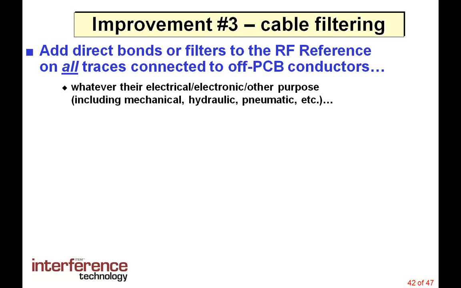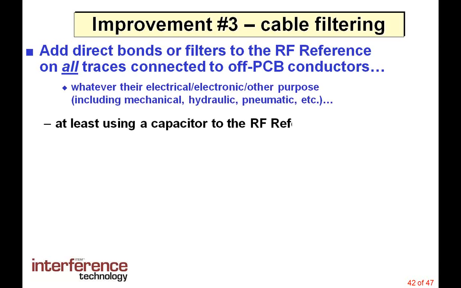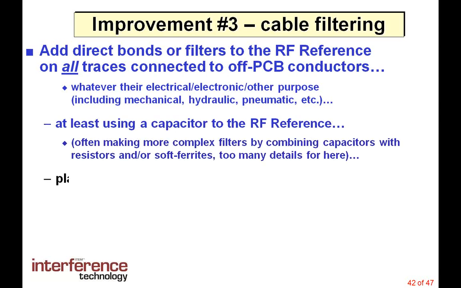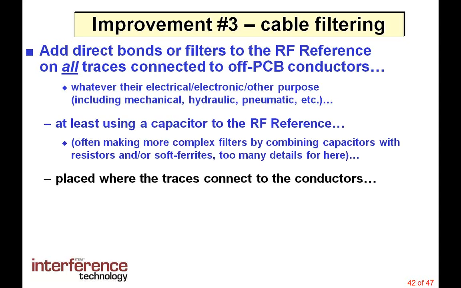If they could be mechanical, things like brackets or hydraulic pipes or pneumatic pipes. If they're metal and they exit the printed circuit board, they have to be bonded to the radio frequency reference, either directly or with a filter. The filter should at least be a capacitor to the reference. Generally speaking, we make more complex filters by having capacitors and then resistors or soft ferrites, but that's too much to go into in this short webinar.